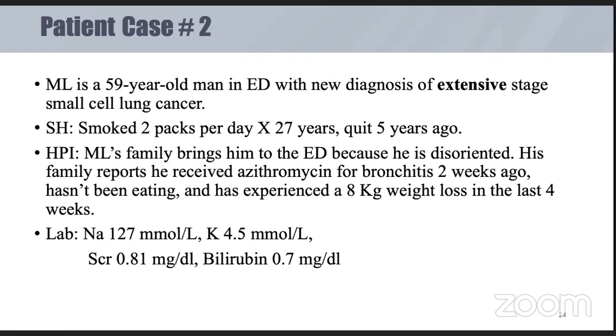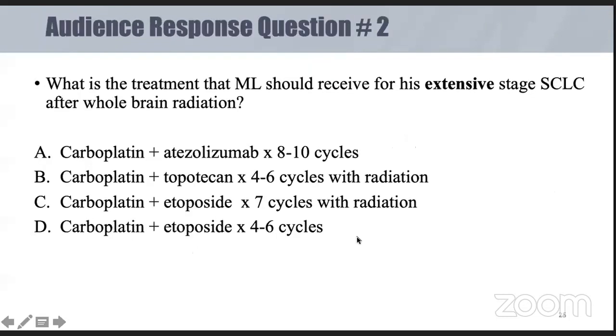Now for our second case, ML is a 59-year-old man in the emergency department with a new diagnosis of extensive stage small cell lung cancer. He smoked 2 packs per day for 27 years, quit 5 years ago. So this patient was brought by the family to the emergency department. He is disoriented, and the family reports he received erythromycin for bronchitis 2 weeks ago, hasn't been eating and has experienced involuntary weight loss. The labs are almost normal. So the question is, what treatment option would you suggest for this patient?